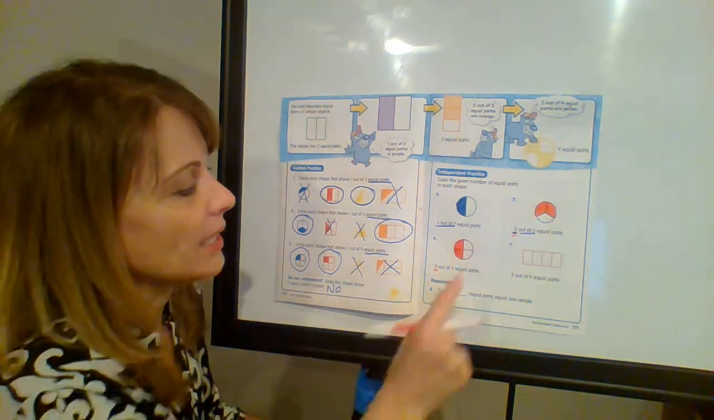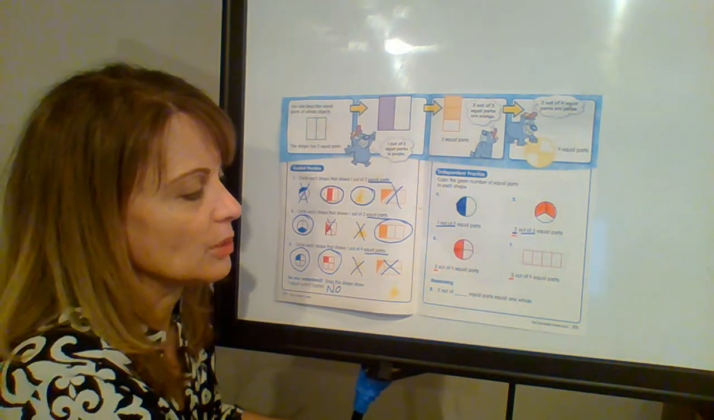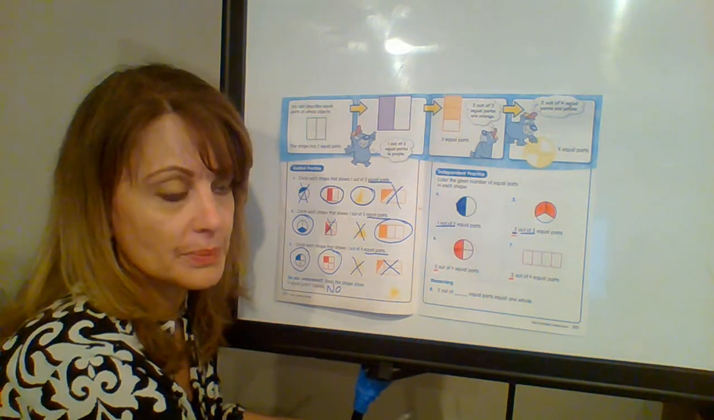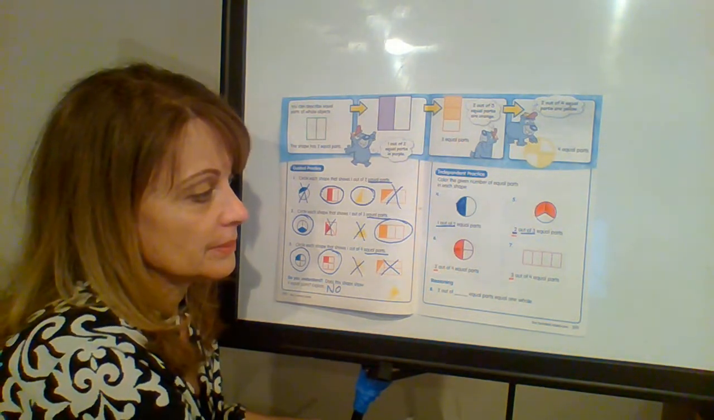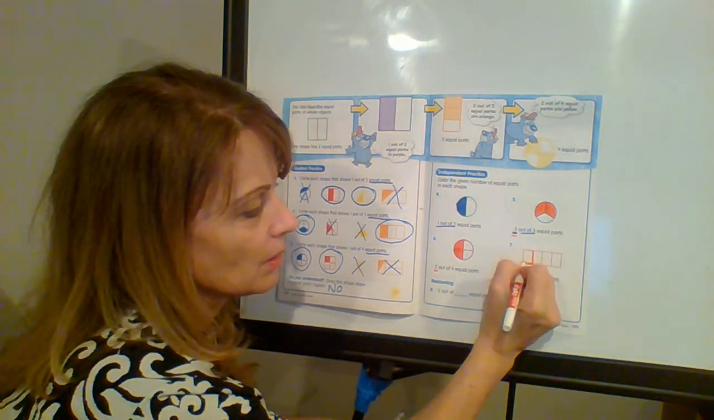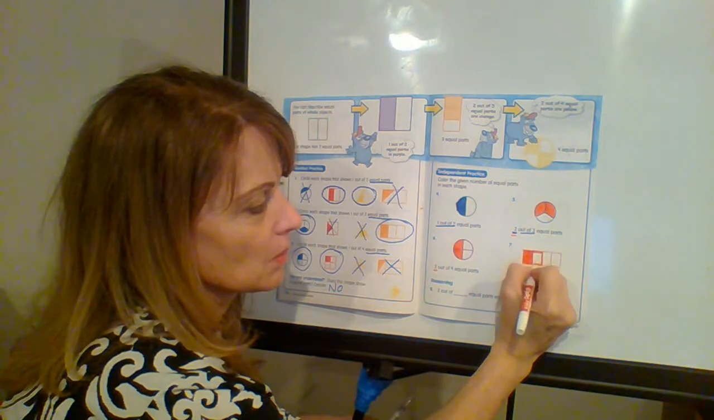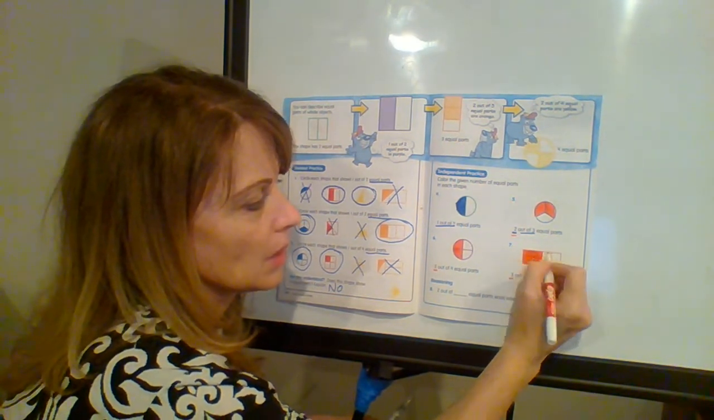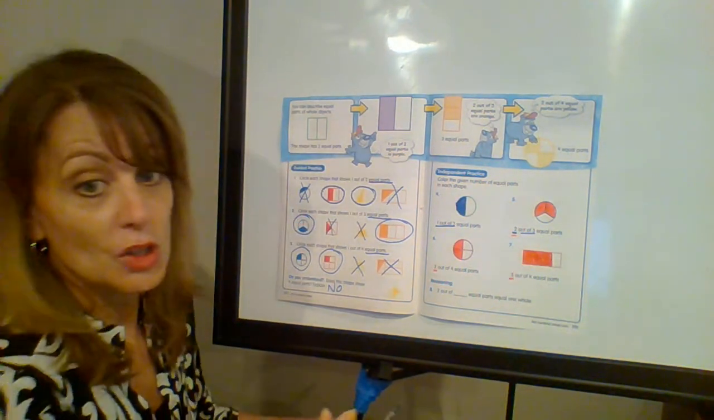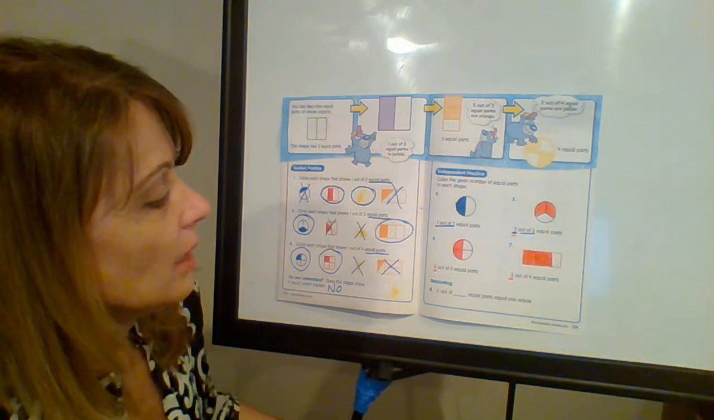Okay? And number seven, color three out of four equal parts. Go ahead and do that now. Okay, how many am I going to color? I'm going to color three. So I'm going to color this one. I'm going to color this one. And I'm going to color this one. Okay, so you can see I left one out of four pieces white. Okay?